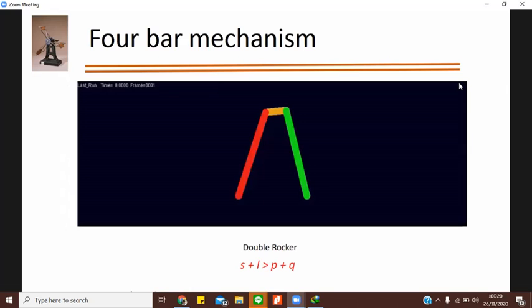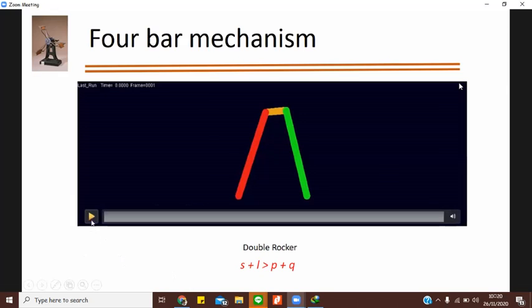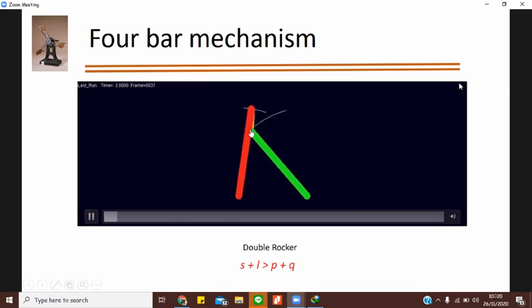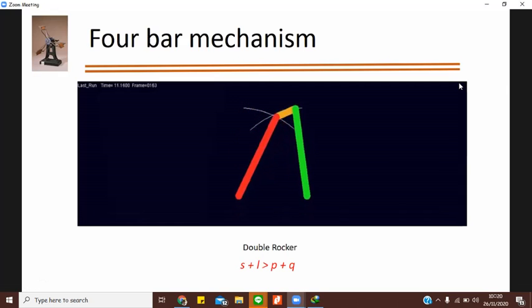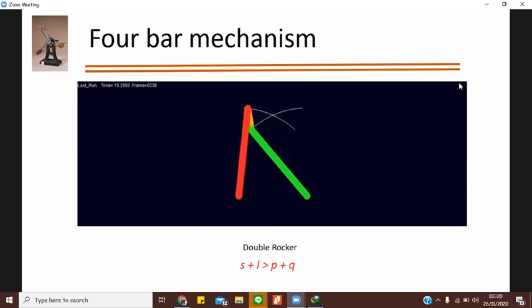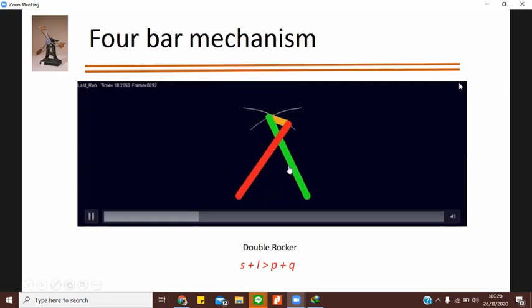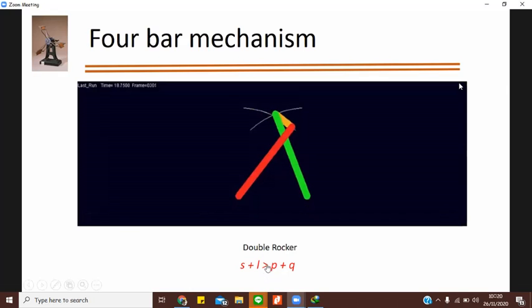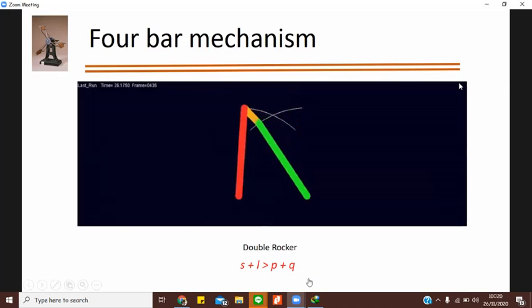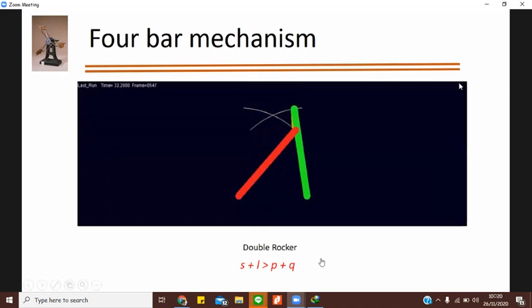Then we will see this double rocker mechanism. But you will see that you are not getting any full rotation over here, and shortest plus longest length is actually bigger or larger than P plus Q. That's why you're not having full rotation.